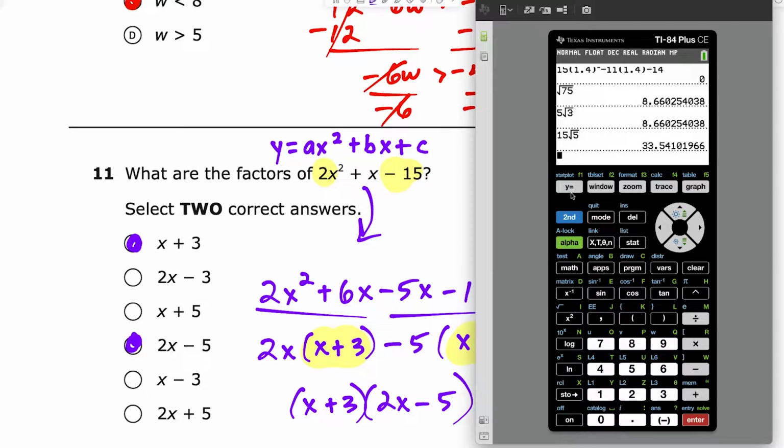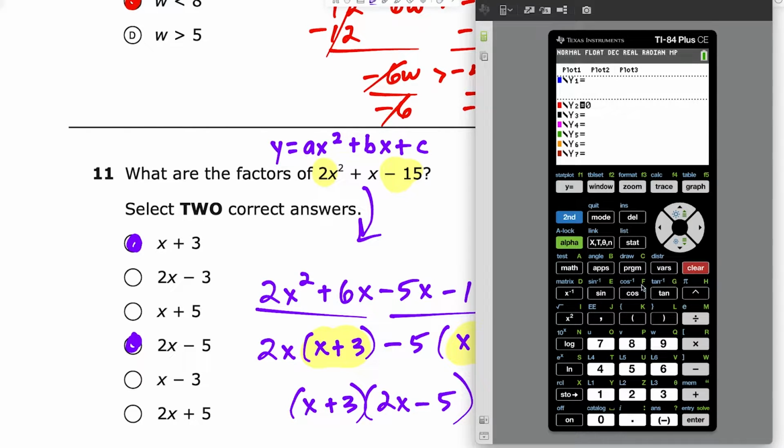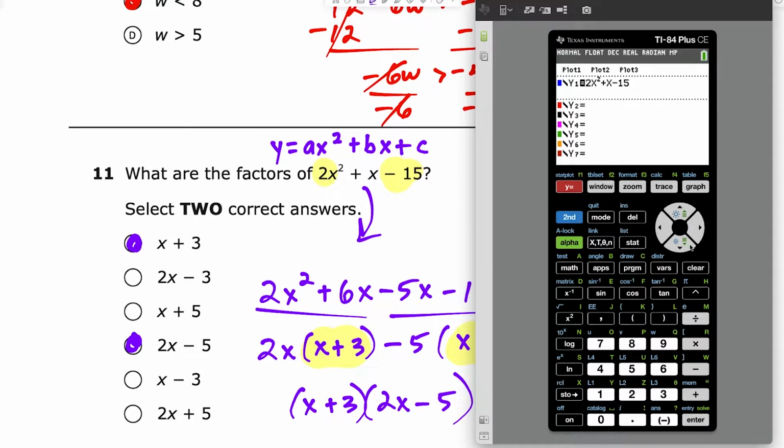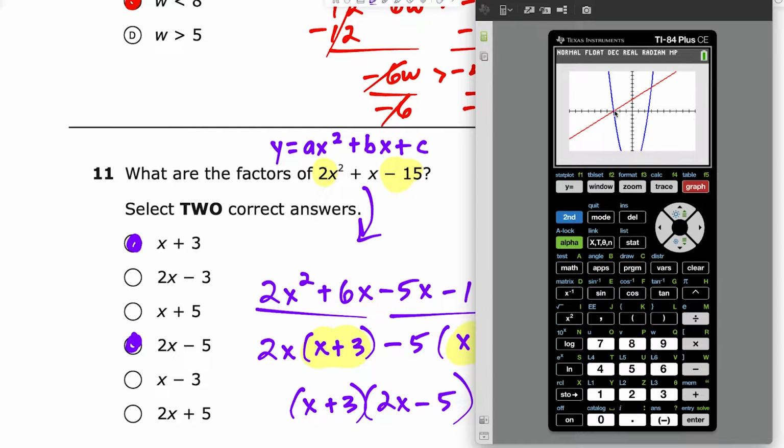Now, one extra detail I want to point out before we move on is if we go to the y equals, and we type in the original expression 2x squared, and then we have plus x and minus 15. One thing we could do here is when we graph this, and I'll erase the y equals 0 underneath, notice that we have this quadratic, and I have two roots here. So if I start typing in the factors, like let's say I type in x plus 3, notice that this red line here is hitting the x-axis at the same location as the graph in blue, which is this quadratic.